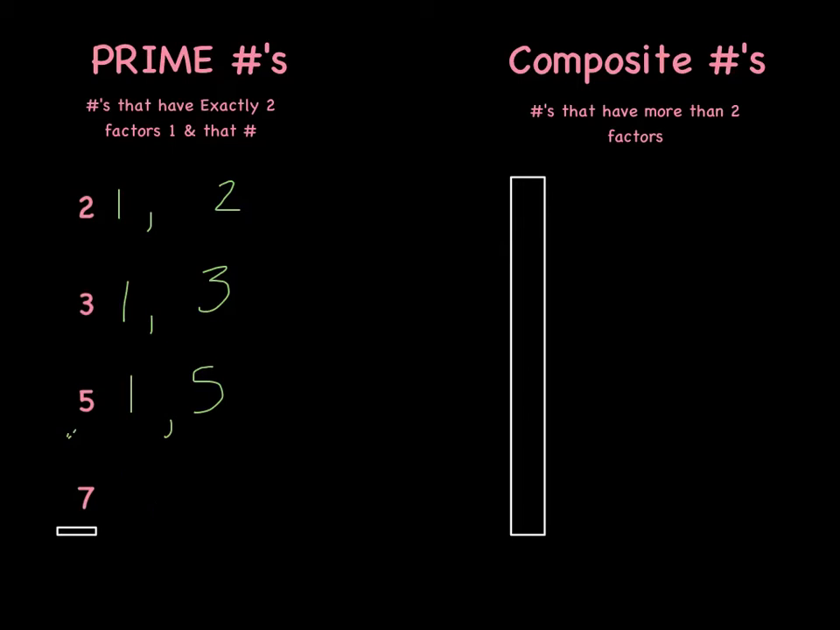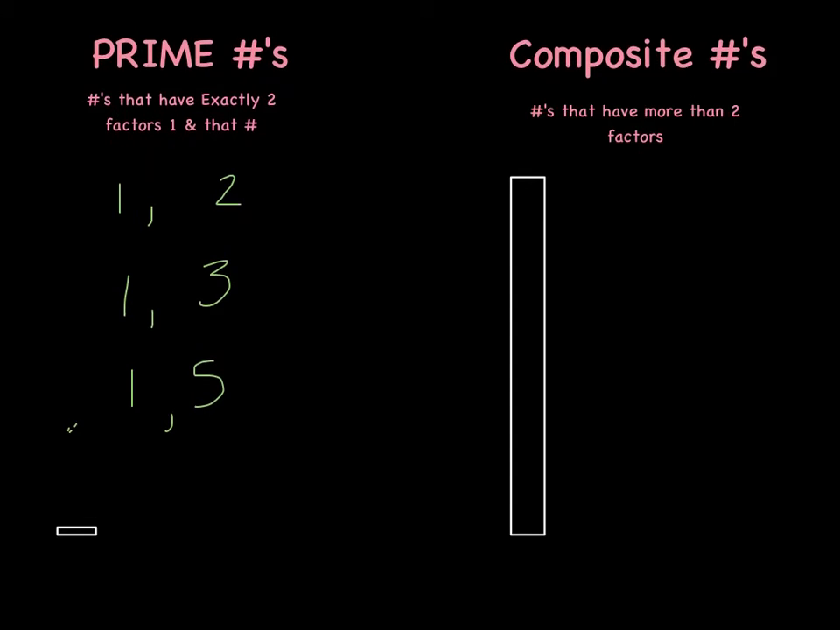Now, what about the number 1 is probably what you're thinking. Well, the number 1 is very unique because it has only one factor, 1 and 1. So it is neither prime nor composite, it is just unique.